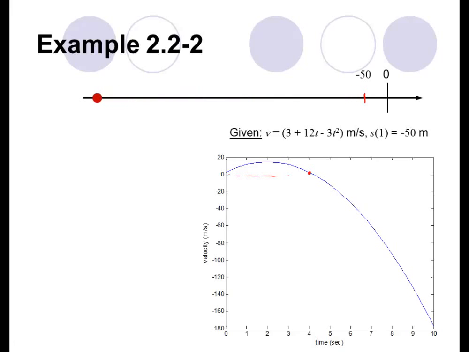And so you can imagine the particle doing something like that, moving to the right and then moving to the left. We don't really know where it is at time equals 0, and we don't really know where it is at time equals 10, but we know where it is at time equals 1 second, and we know what its velocity is across that whole time.